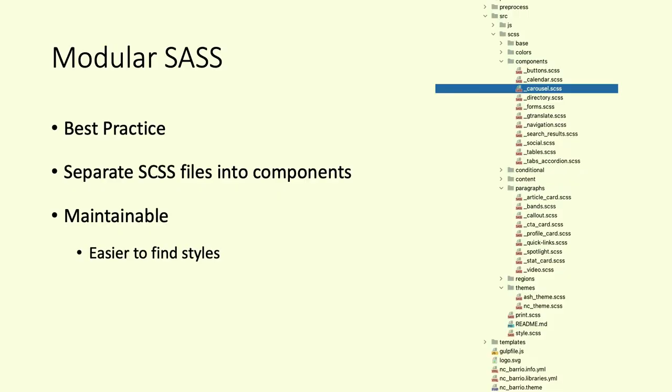So just in terms of best practices and what we did, just throw this out as a best practice. We modularized all the SaaS. Making sure that each of your components has its own SaaS file and that that's all imported and compiled together. That's just a best practice. It just makes it very maintainable. Like when you're trying to find where's the style for the accordion, you just go to the accordion SaaS file and find it.